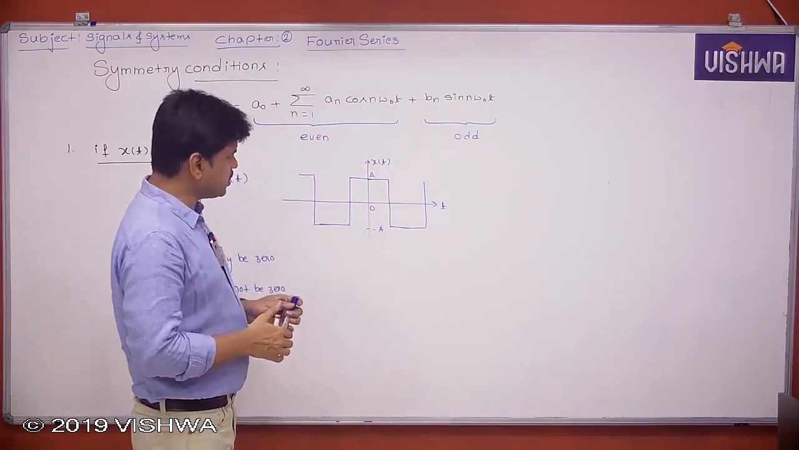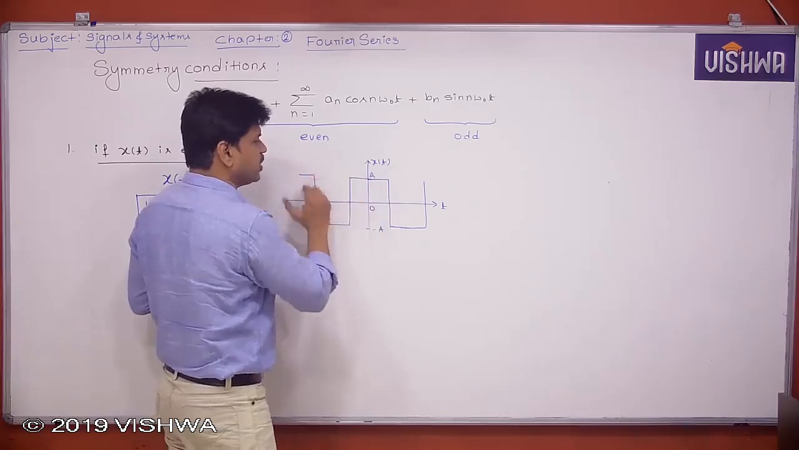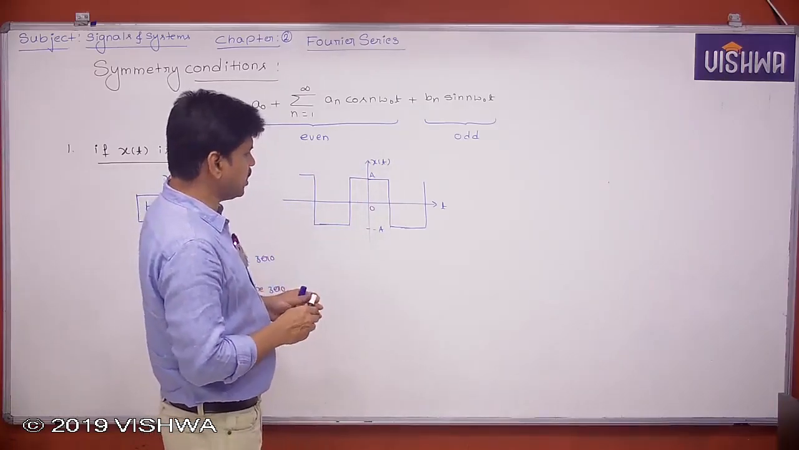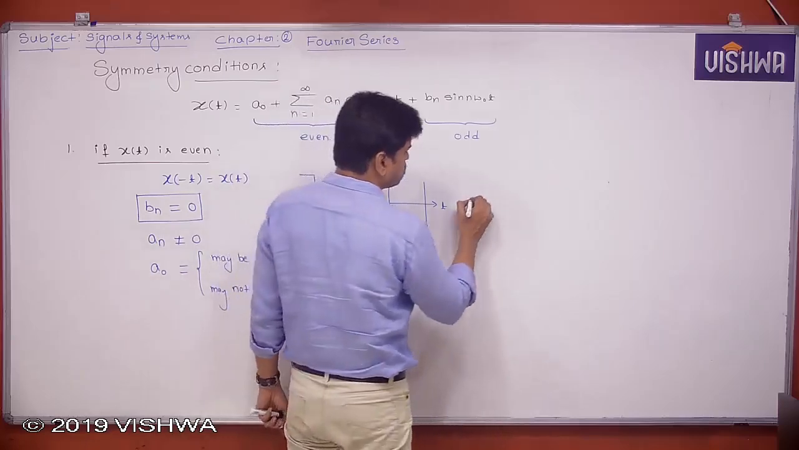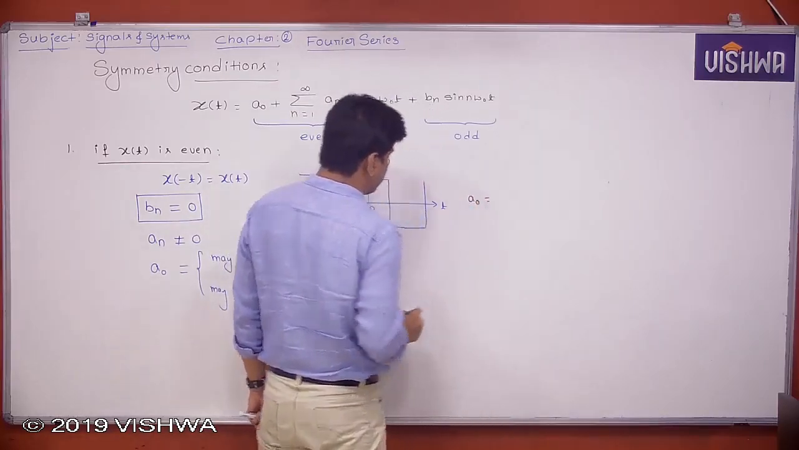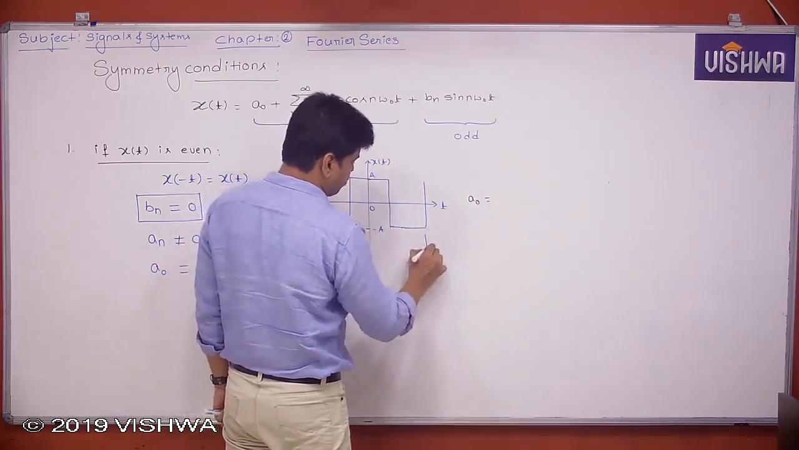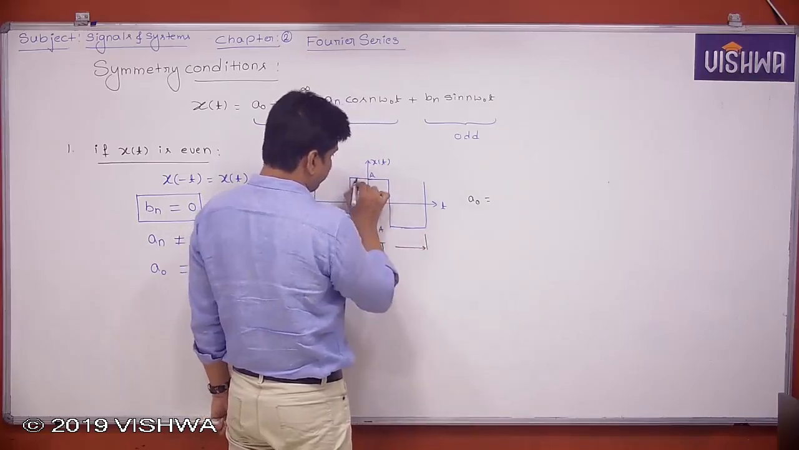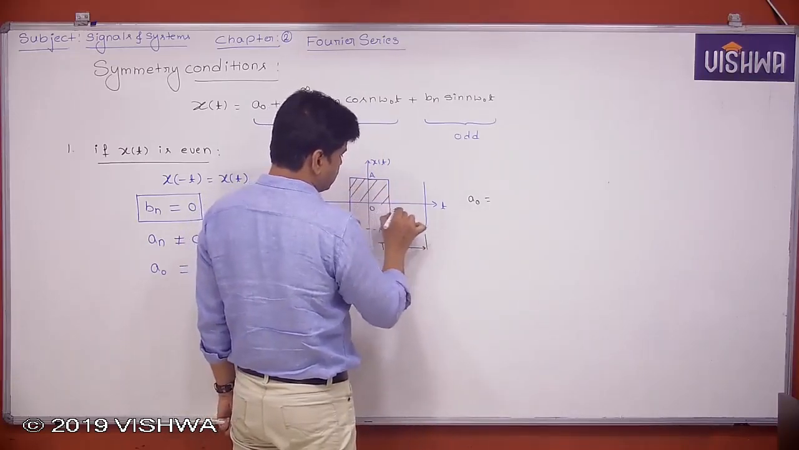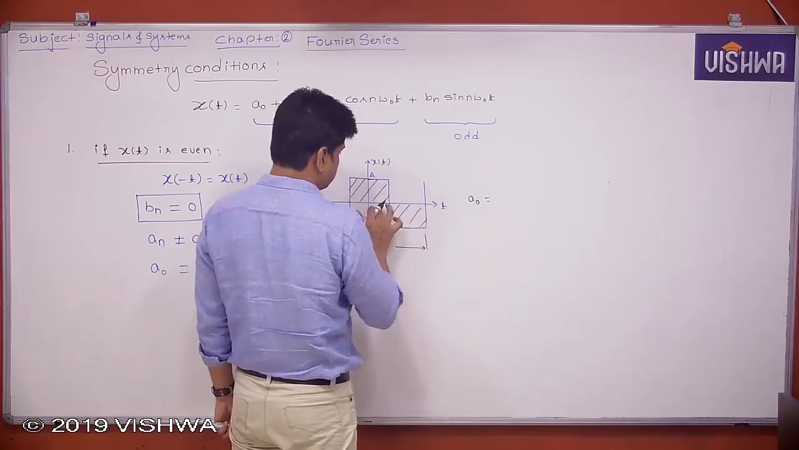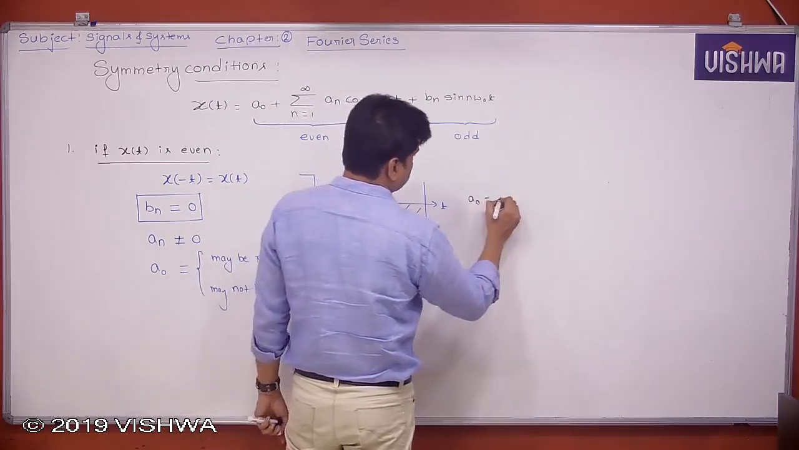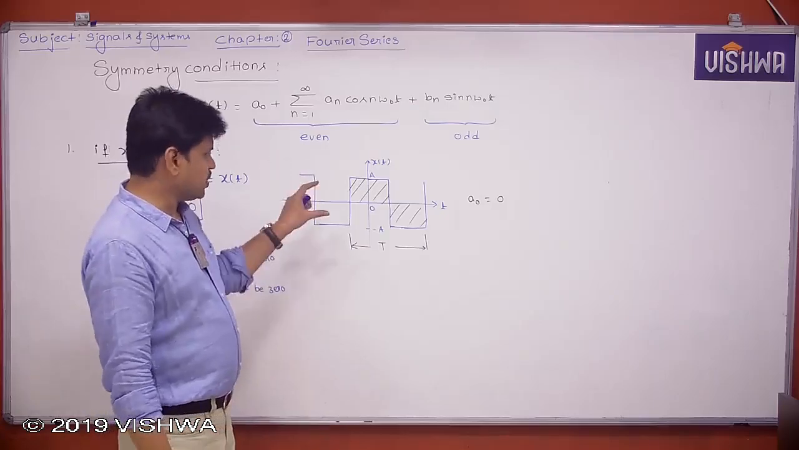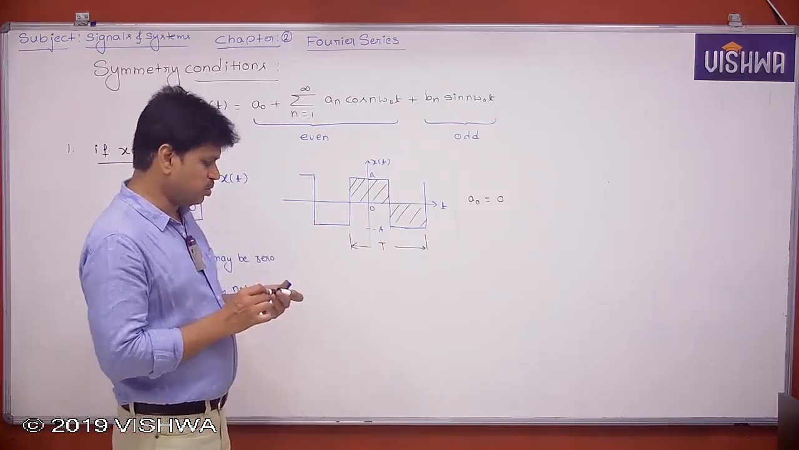So is it an even signal? Of course. If you fold it, you are going to get the same signal. So it is an even signal. Can you tell me what is the A0 value? If you consider one total period, whatever the area is here, the same area is here, but with a negative sign. So A0 value is equal to 0 here. So it is an even signal, but A0 value is equal to 0 here.